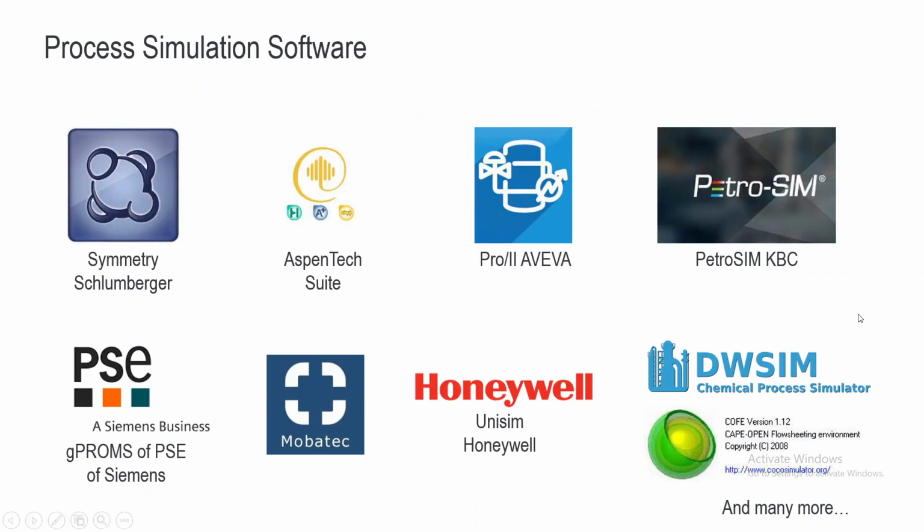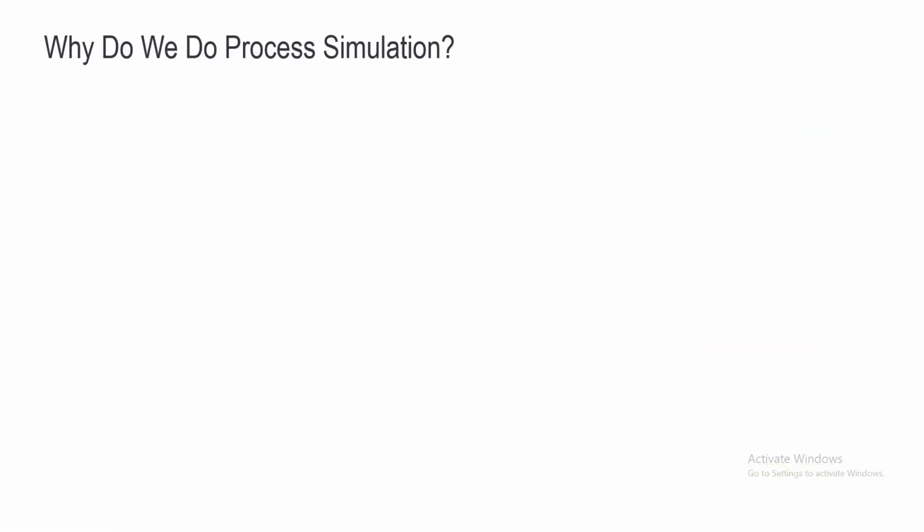There are many process simulation software on the market. We have Symmetry from Schlumberger. We have Aspen HYSYS, which I think you know already. We have PRO/II from AVEVA, Petro-SIM from KBC. We also have more mathematical modeling in nature, like gPROMS from PSE, Mobatec from the Netherlands. We have UniSim from Honeywell, and then non-commercial ones like DWSIM and COCO, and many others. These are the big ones for commercial, and the most well-known ones for non-commercial software.